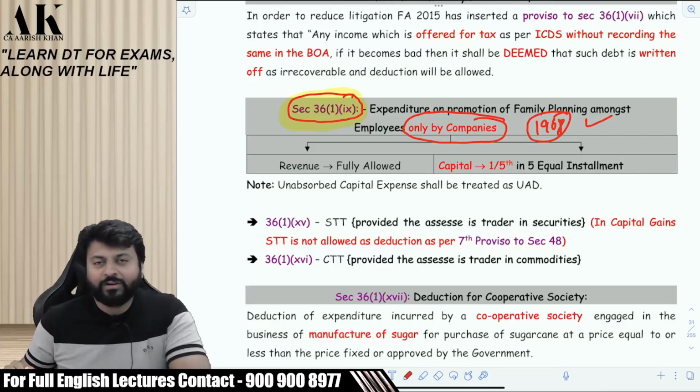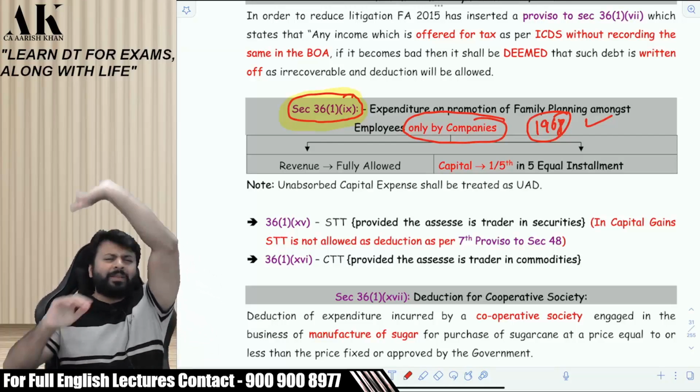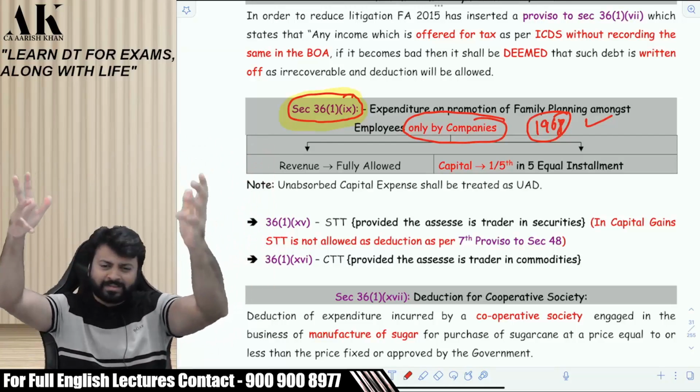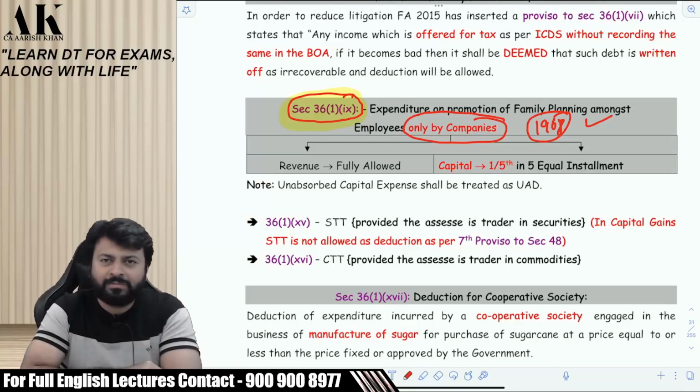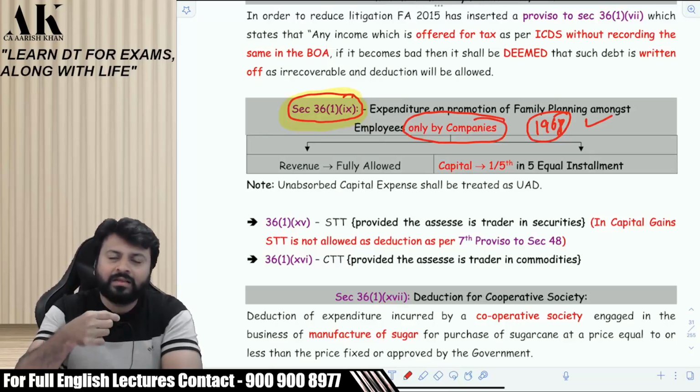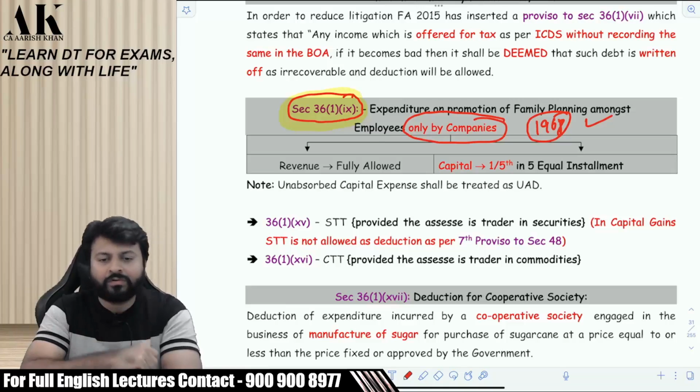So it is only given to company. What sense does it make to give to company? Company will explain to the employees through a seminar, etc. They will explain the benefits of family planning, and tell the employees not to engage in more children, because that will be a hindrance to the development of the country, and also for your own growth it will be a hindrance.